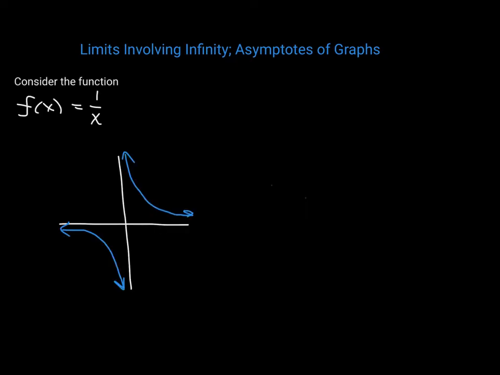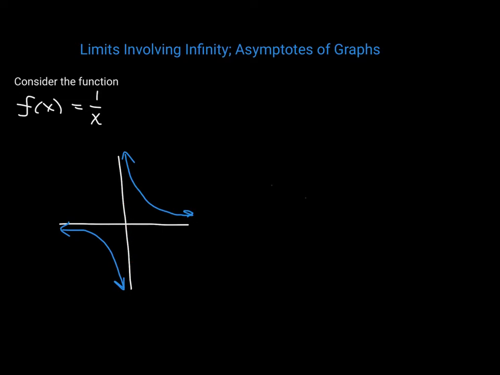So to get us started, I would like for us to consider the function f of x is equal to 1 over x. The function 1 over x has the following graph. We do know that x cannot be 0, so there is a vertical asymptote here on the y-axis. So the function's undefined when x is equal to 0.